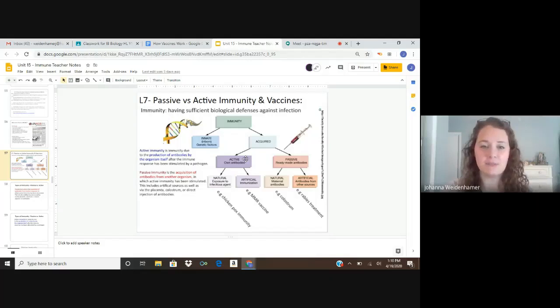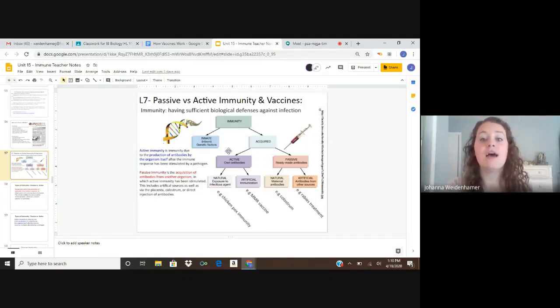So active immunity is immunity due to the production of antibodies by the organism itself. So if you were the organism, you would be making your own antibodies after the immune response has been stimulated by a pathogen. Here's how I remember active versus passive. With active immunity, you can think that your body is immediately acting. You are making your own antibodies right away.